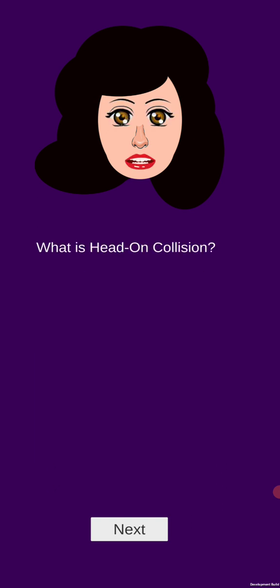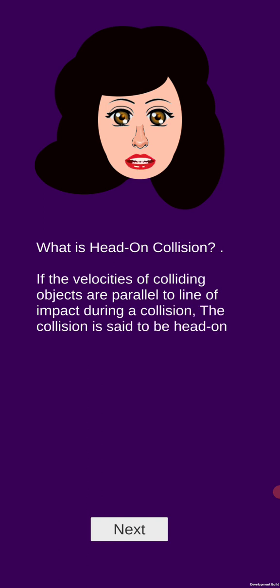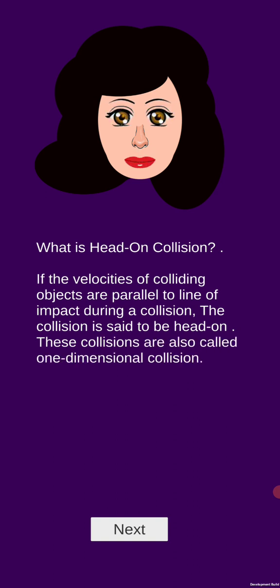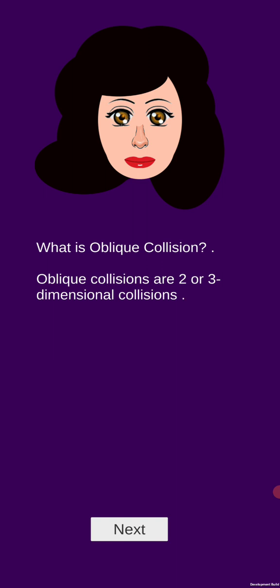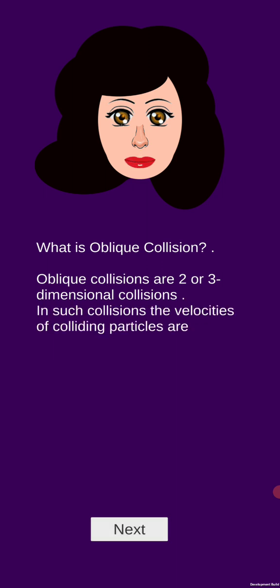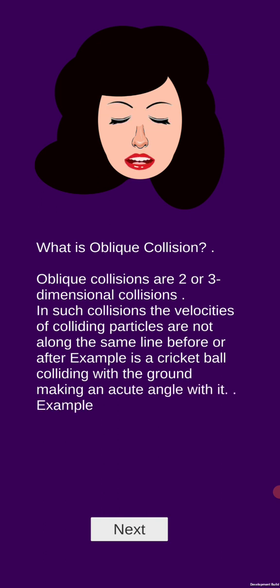What is head-on collision? If the velocities of colliding objects are parallel to the line of impact during a collision, the collision is said to be head-on. These collisions are also called one-dimensional collisions. What is oblique collision? Oblique collisions are two- or three-dimensional collisions. In such collisions, the velocities of colliding particles are not along the same line before or after the collision. An example is a cricket ball colliding with the ground, making an acute angle with it.